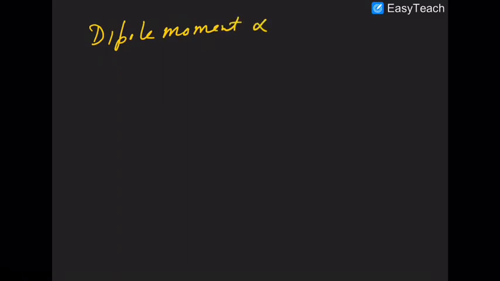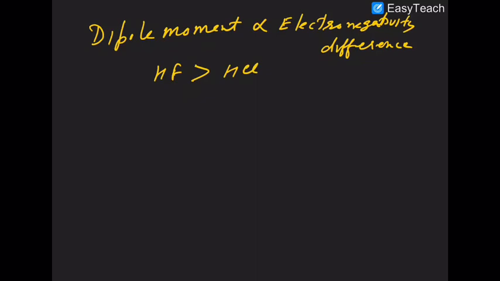Remember that dipole moment is also proportional to the electronegativity difference. The more the difference, the more the dipole moment, like HF. You can see the difference in electronegativity between halogen and hydrogen becomes less and less, because fluorine is the most electronegative and iodine the least electronegative.